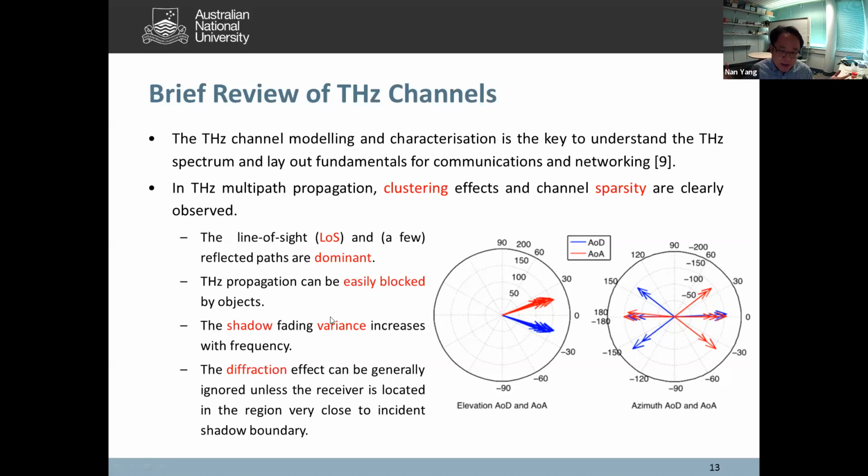But as we mentioned, mainly when we design terahertz communication systems, we consider the clustering effect, the channel sparsity, the dominance of line of sight, as well as different blockages. So these are the key factors that we consider when we perform the design.